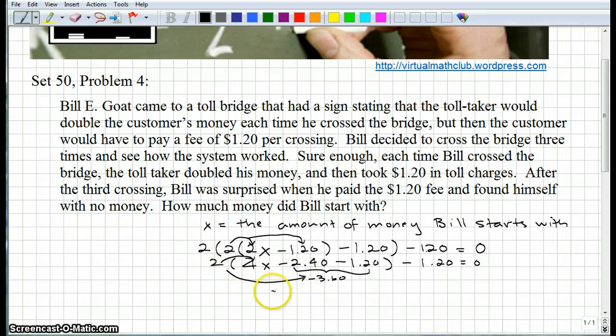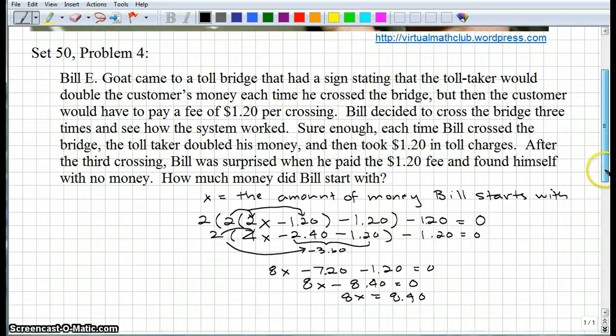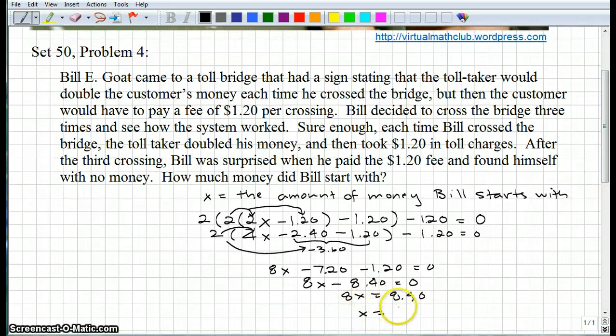So we get 8x minus $7.20, and then we subtract 1.2, and that's equal to 0. So we have what? We have 8x minus 8.40 is equal to 0. And so 8x is equal to 8.40. So x, we just divide by 8, x is equal to $1.05. Okay, that's one way to do it.